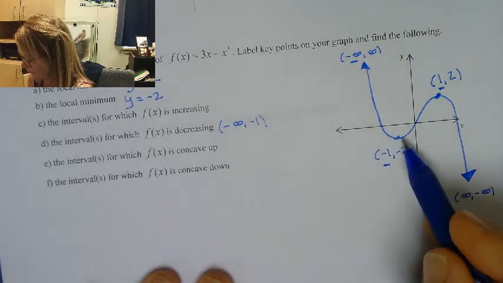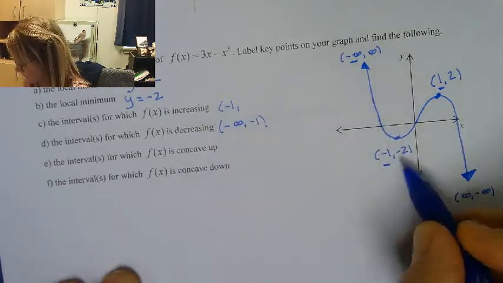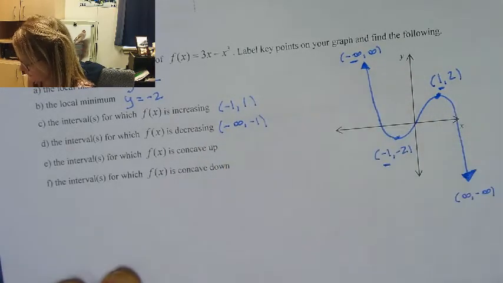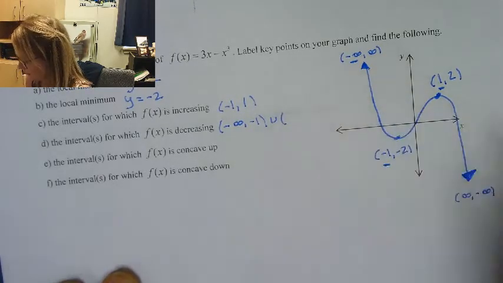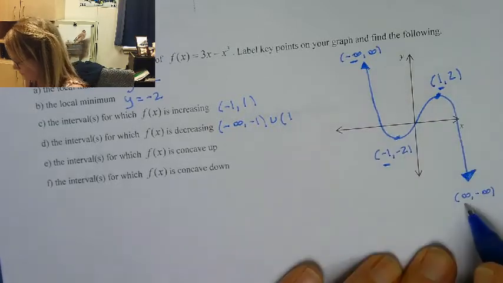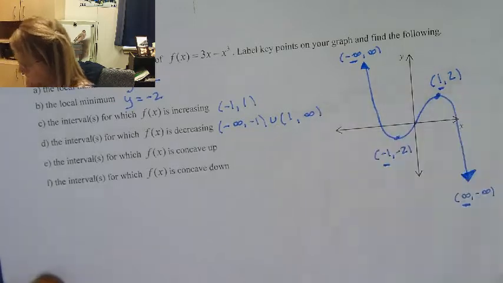All right, and then we're on the increase, so we're going to go from -1 to 1. That x value is the focus here, and then I'm going to do a union symbol because MathXL does, and then this is 1, and then on to the right, infinitely right. Okay. So there we go.